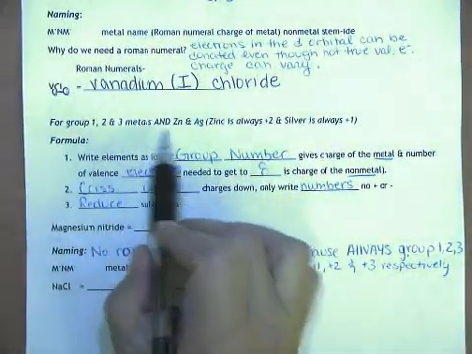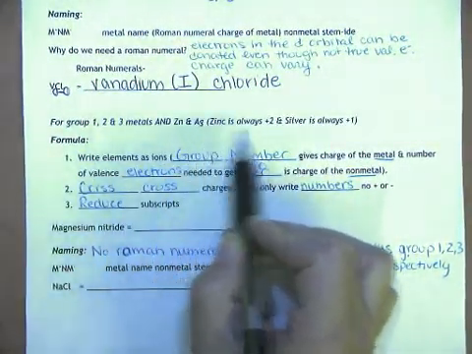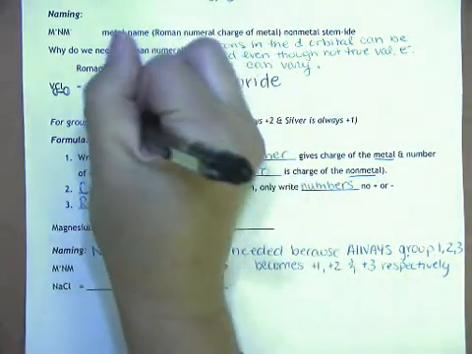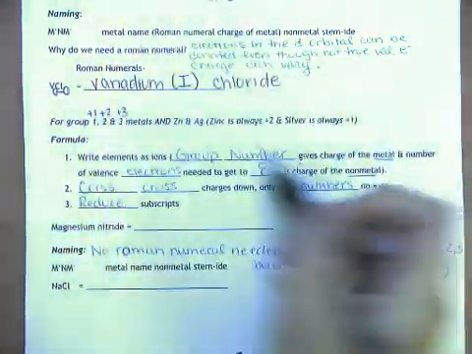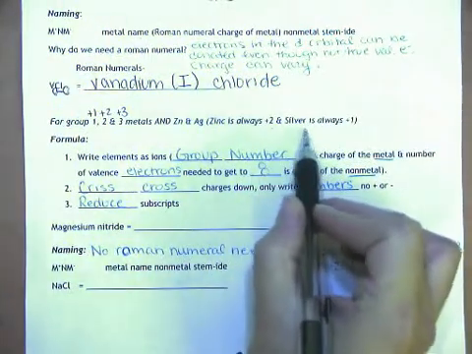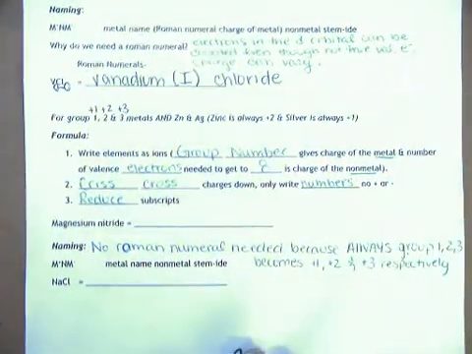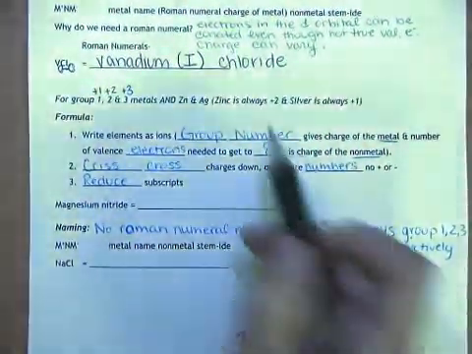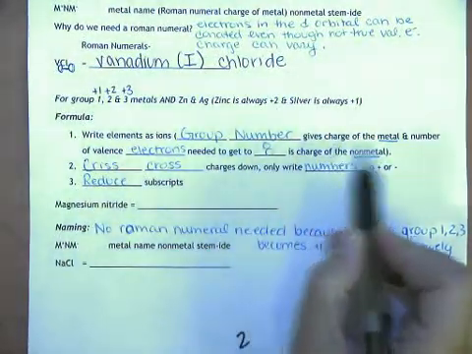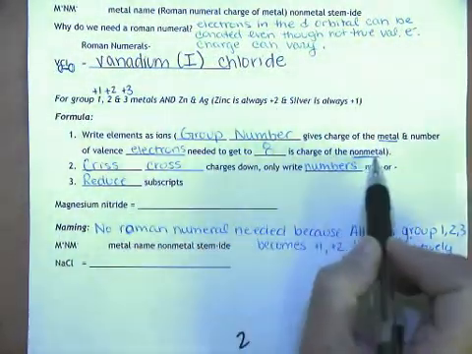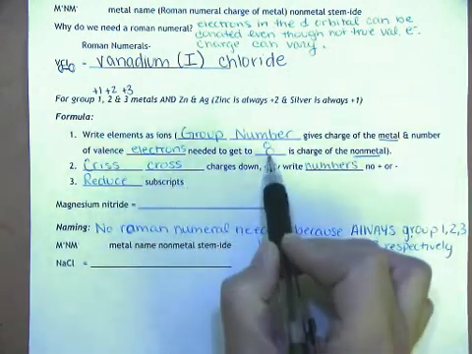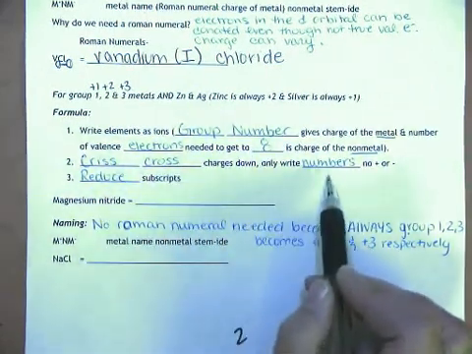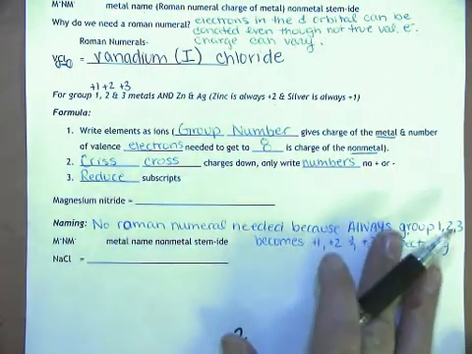For groups 1, 2, and 3, zinc and silver, their charge for group 1 is +1, for group 2 is +2, and for group 3 is +3. Zinc is always +2, and silver is always +1. We're going to follow the same steps, except here our group number is going to tell us the charge of the metal. And it's just like before, our nonmetal's charge is the number of valence electrons needed to get to 8. We'll crisscross charges down, only write numbers, and reduce subscripts.